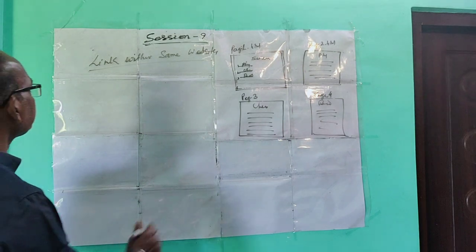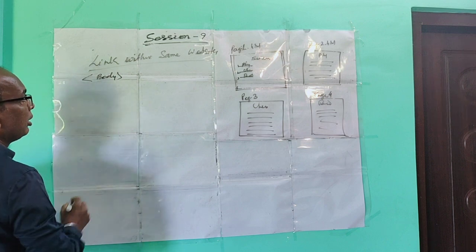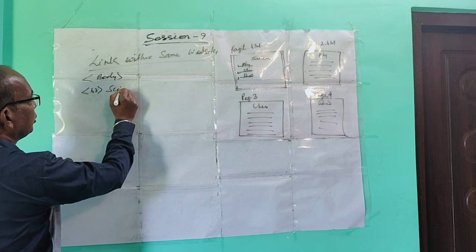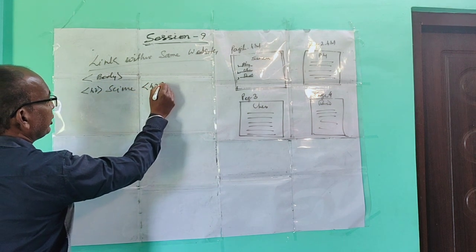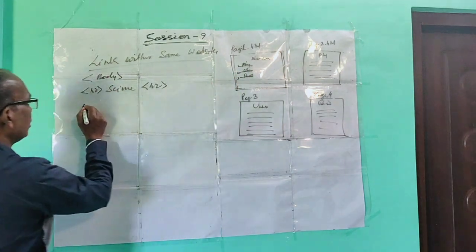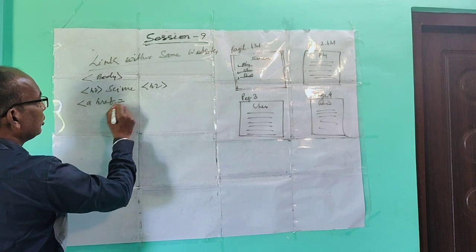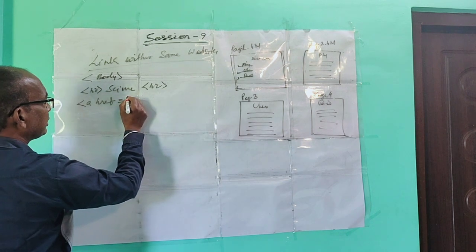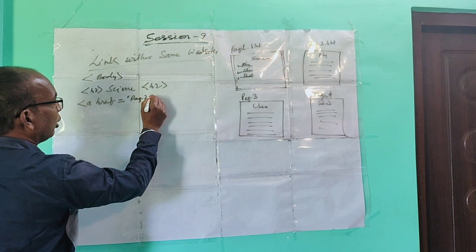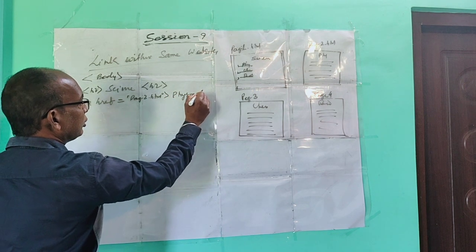For that, I show you after body. Okay, after body, you have to create first H2 science. Then physics, chemistry and bio. So here we use a href equals to page 2.html for physics, anchor close.